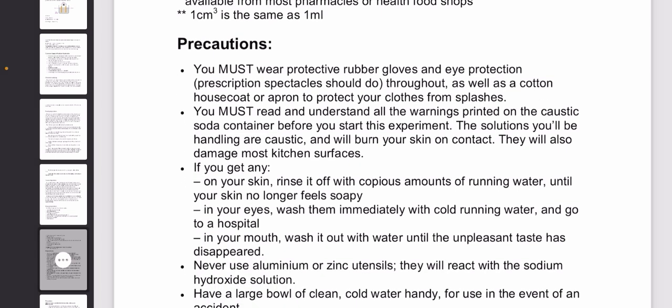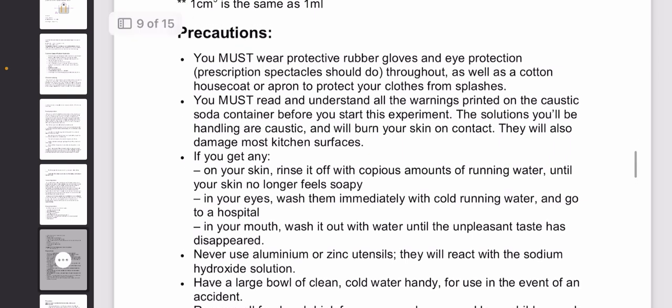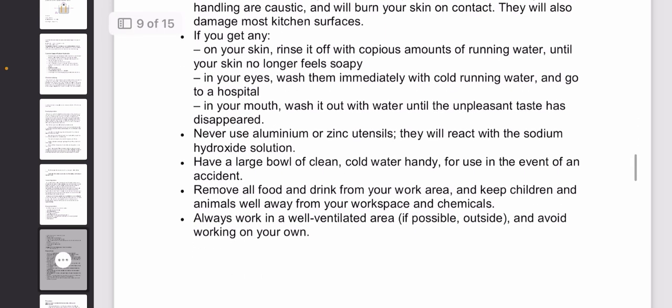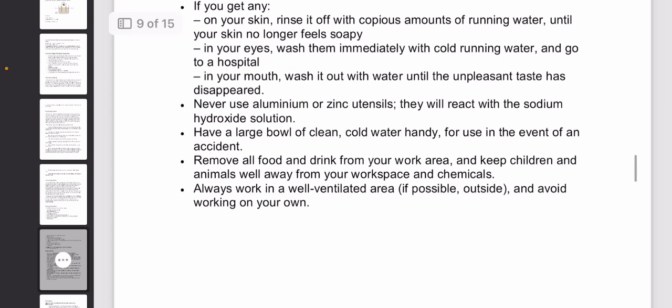Precautions: you must wear protective rubber gloves and eye protection throughout, as well as the cotton housecoat or apron. You must read and understand all the warnings printed on the caustic soda container before you start the experiment. If you get any on your skin, rinse it off quickly. If you get any in your eyes, wash immediately with cold water and go to hospital. If in your mouth, wash it with water until the unpleasant taste has disappeared.